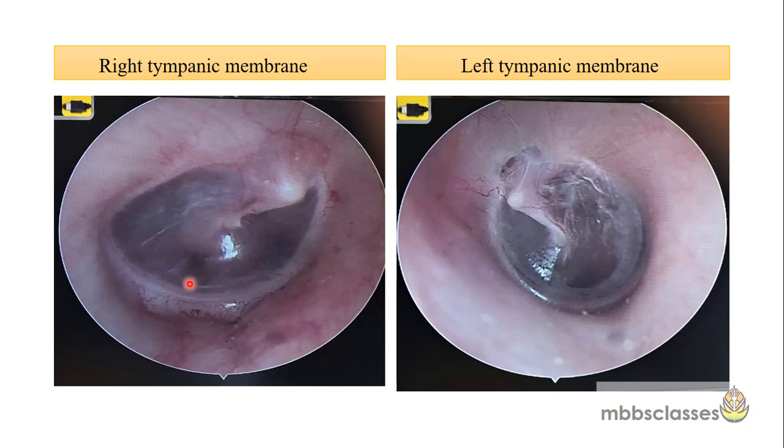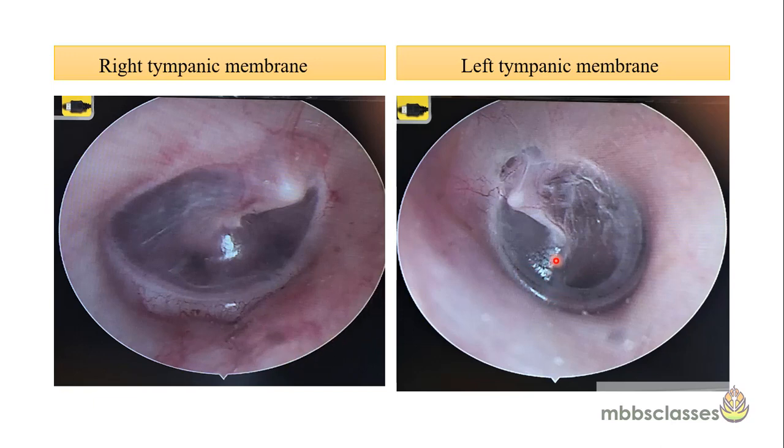The cone of light is always present in the antero-inferior quadrant. Since this is the cone of light, this part will be the anterior part. This will be the posterior part of the TM. So this is the right tympanic membrane.